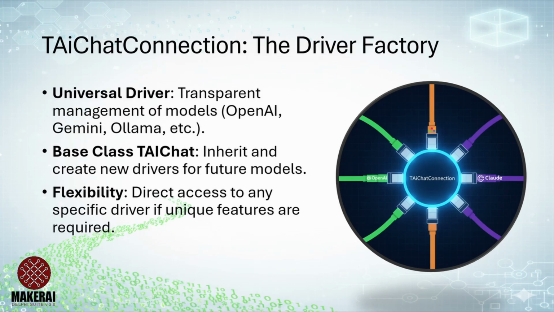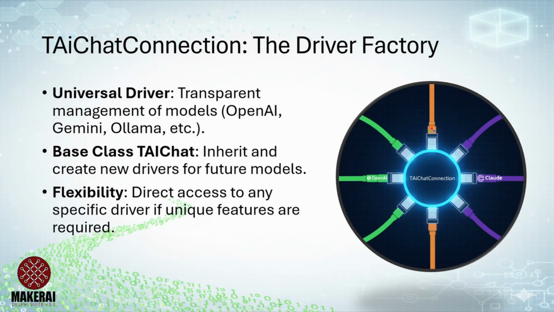Okay, unification is great for 95% of cases, but as a developer, sometimes I want to squeeze the most out of a model. What if I want to use a super specific feature of Gemini that isn't standard yet? Do I lose that control? Excellent question, Sol. And the answer is no. We know that sometimes you need full control. For those cases, we've designed the suite so you have direct and transparent access to the specific driver. You can use classes like TAIChatGemini or TAIChatOpenAI and configure those exclusive properties right before the call. The best of both worlds.